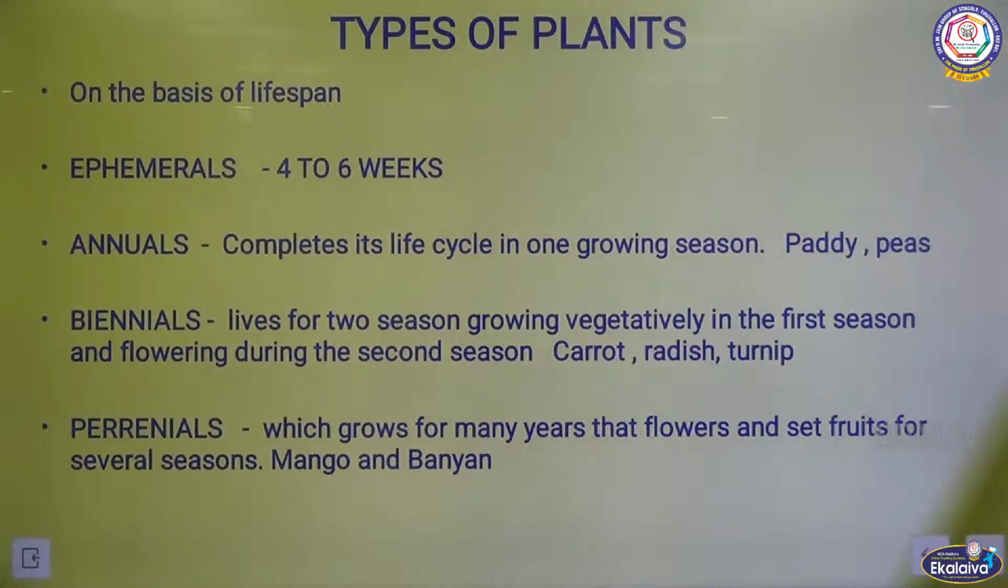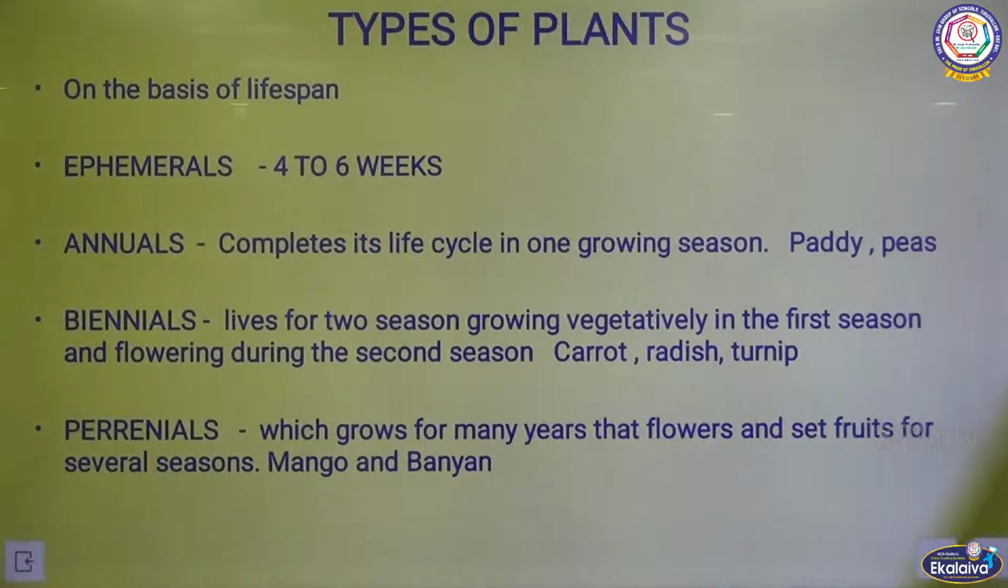And perennials are those plants which grow for many years, that flower and set fruits for several seasons. That is, they have a vegetative phase as well as a reproductive phase every year, and all these plants which are seasonal will come under perennials. Example, mango and banyan.